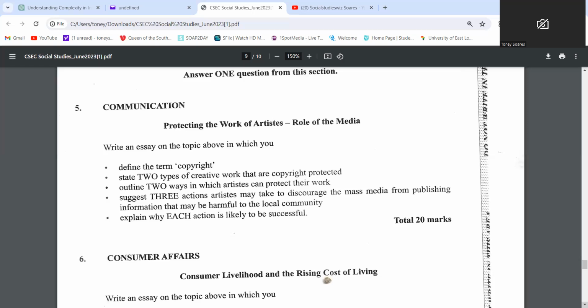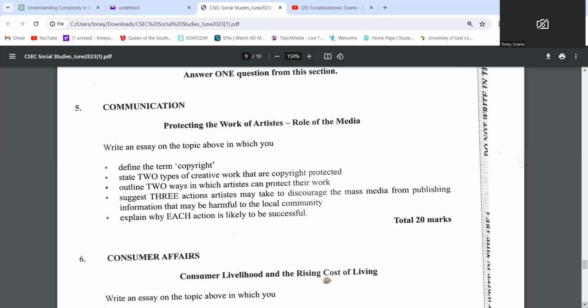Next action is create positive content. Artists can produce and promote positive, uplifting content that counters the harmful narratives often found in mass media. This is likely to be successful because if artists showcase the beauty, diversity, and resilience of the local community, they can indirectly discourage the publication of harmful information.